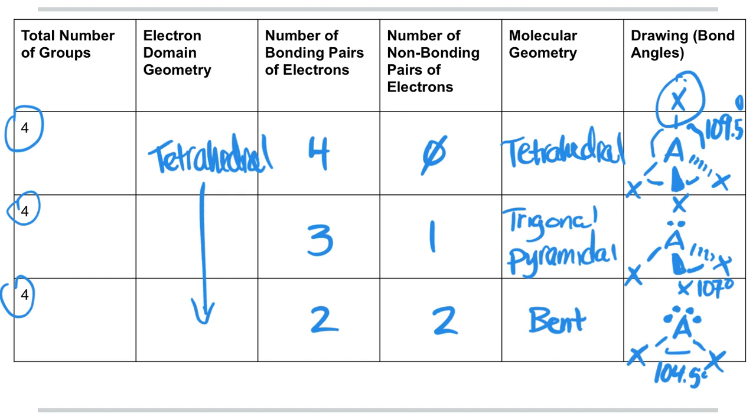All right. So that is our electron domain geometries for 2, 3, and 4. In the next video, we're going to take on electron domain geometries for 5 and 6. So they get a little bit more complicated.